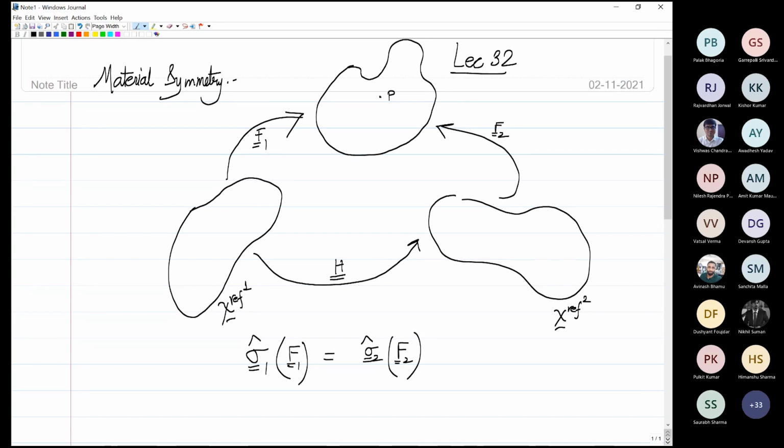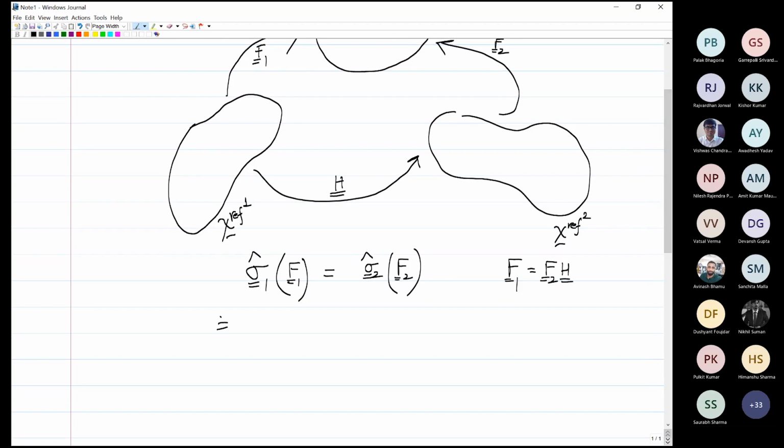Furthermore, from this map, we can see that F1 is actually equal to F2 times H. So if we substitute this over here, then we have sigma 1 hat of F2 H is equal to sigma 2 hat of F2. And F2 is just a nomenclature. We can very well replace this by F. So this is going to hold.